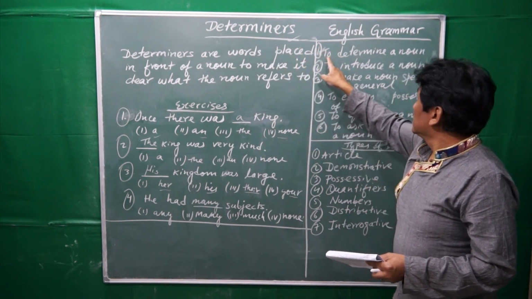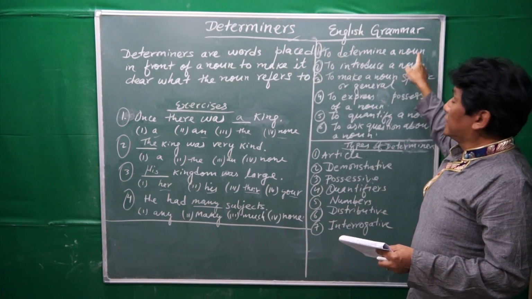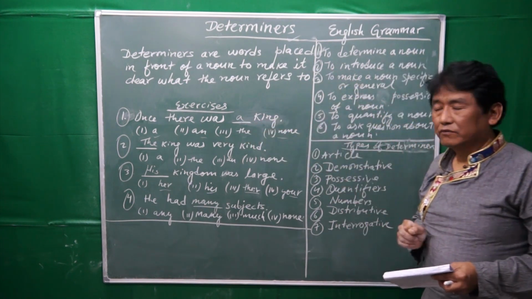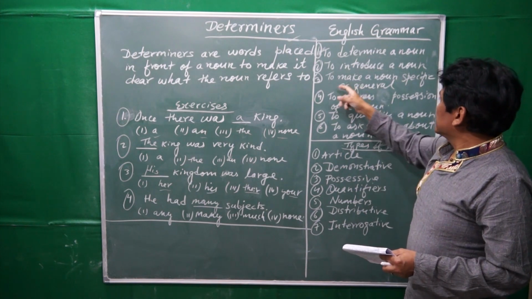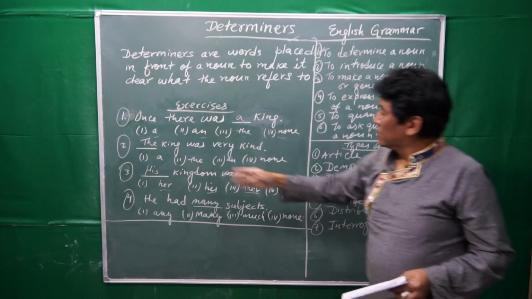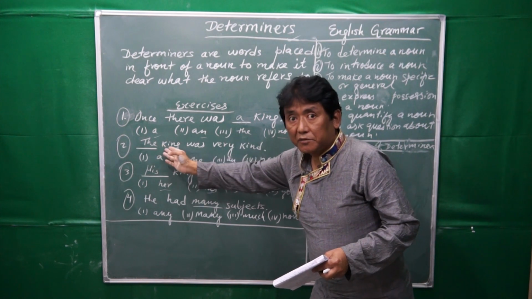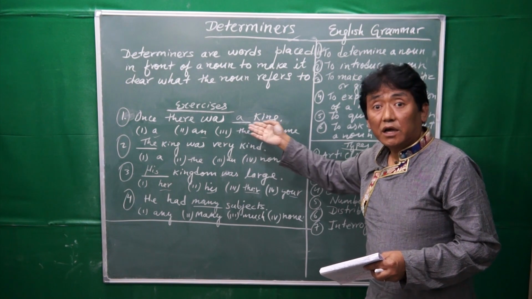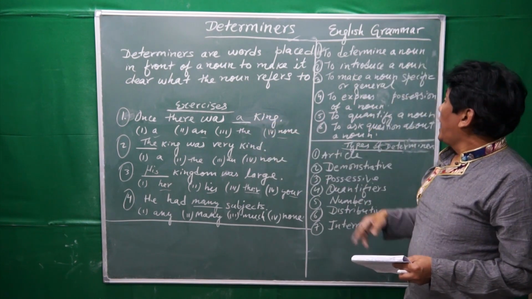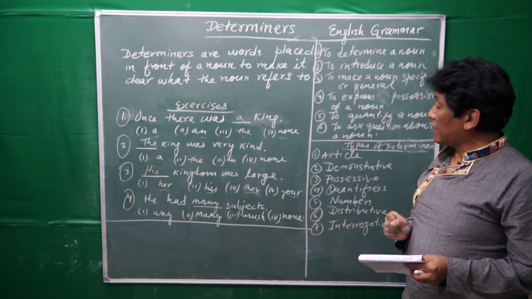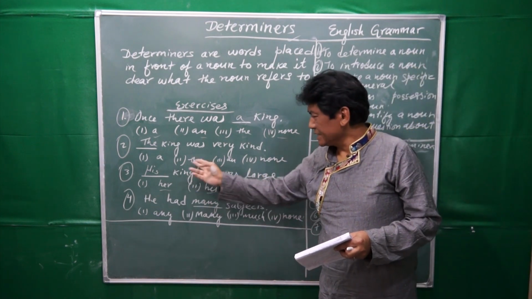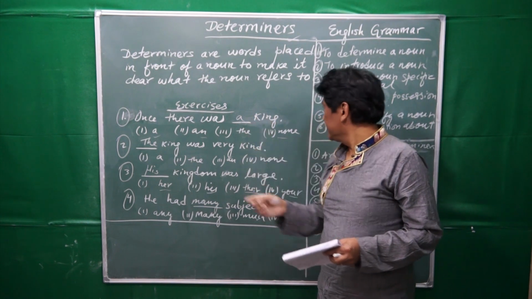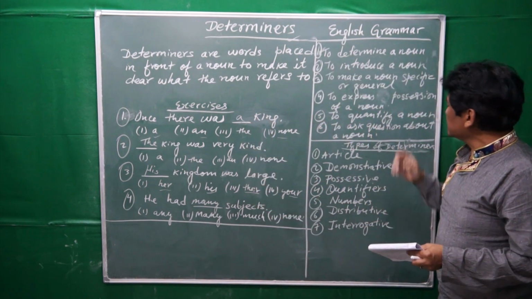Now, number one is to determine a noun. Number two, to introduce a noun. Once there was a king, right? We introduced there. And to make a noun specific. Over here we made this noun specific by the king, right? And over here in general we're talking about a king. And to express possession of a noun. Here, this kingdom belongs to the king. Possession, ownership, right?